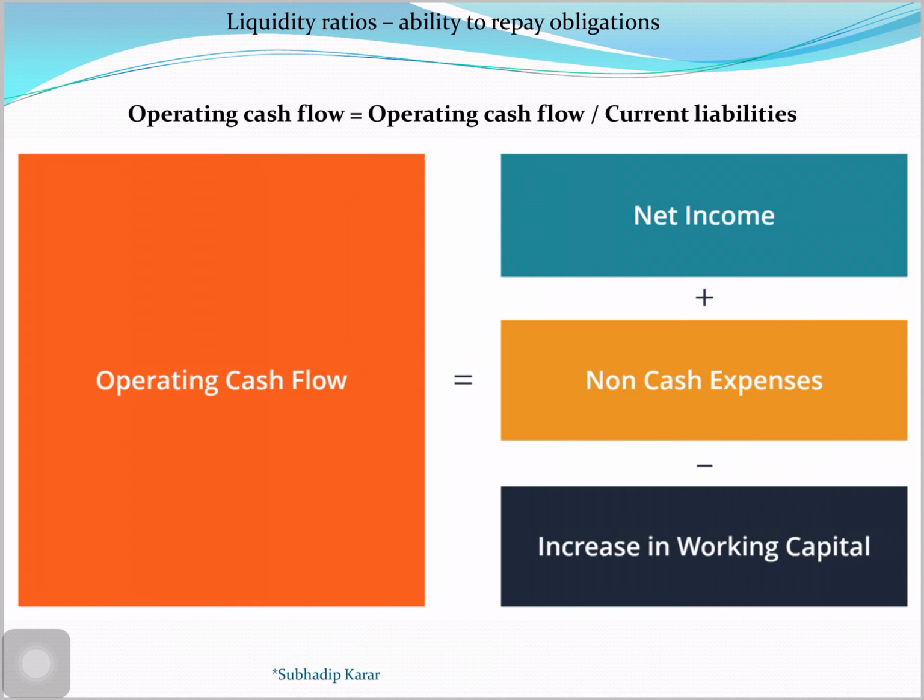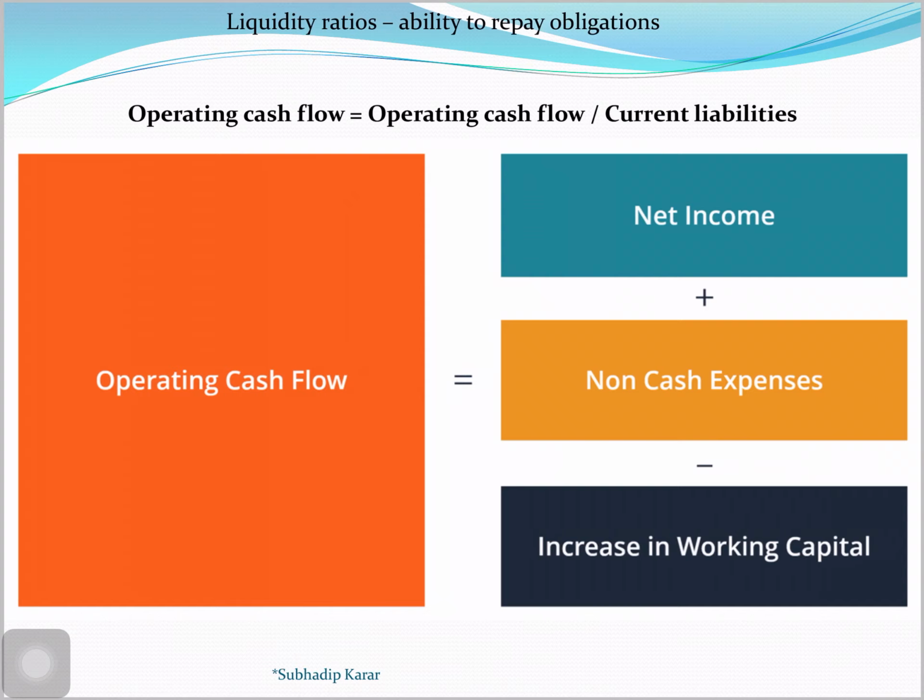Another is operating cash flow. Operating cash flow shows how much cash the company generates from its operating activities. Here, another ratio, known as the operating cash flow ratio, shows the adequacy of the company's cash generation from operating activities to pay its current liabilities.